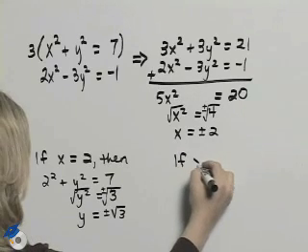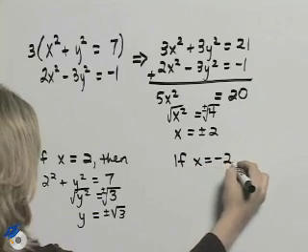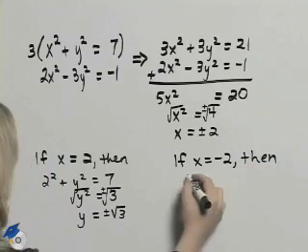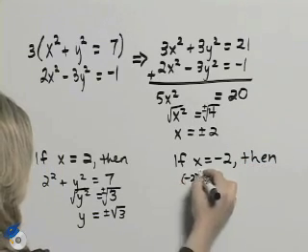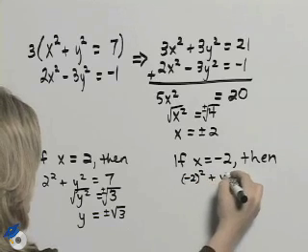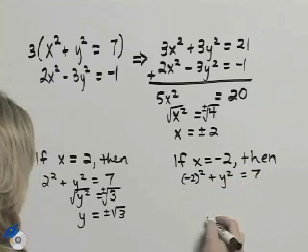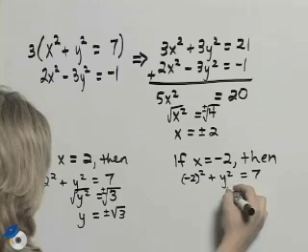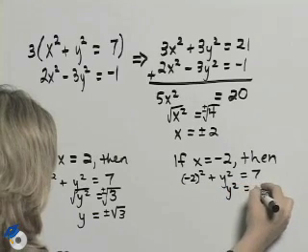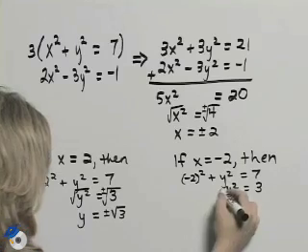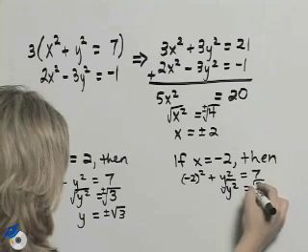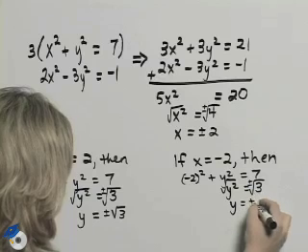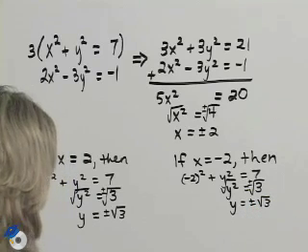We also need to determine the y values if x is negative 2. So if x is negative 2, then we have negative 2 squared plus y squared equals 7. Negative 2 squared is 4, so subtracting 4 from both sides gives us y squared equal to 3. And of course, from the previous work, we know that this is going to give us y equal to plus or minus the square root of 3.